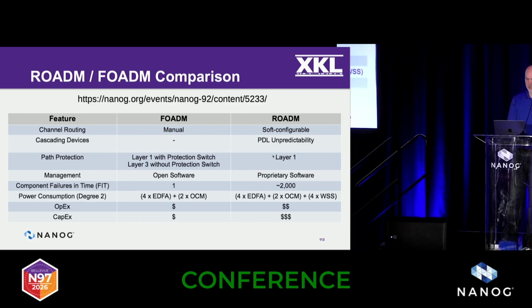And then OpEx, a little bit more complicated for the ROADM. You've got to manage all this stuff and all these channels and what's going where, right? So you need some kind of SDN controller. You need the NMS from your vendor, et cetera. But then the CapEx is the big differentiator there.